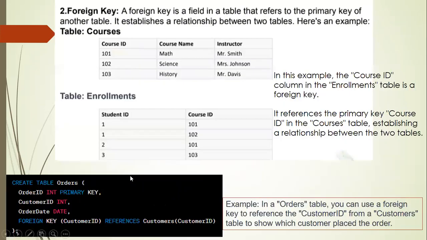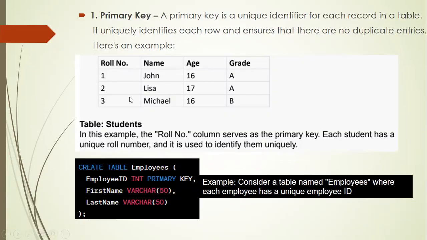Another key is a foreign key. This is like. Sir, one doubt, sir. Yes, ma'am. Sir. Yes, sir, madam. what is the difference between the where character and where character 2, sir?